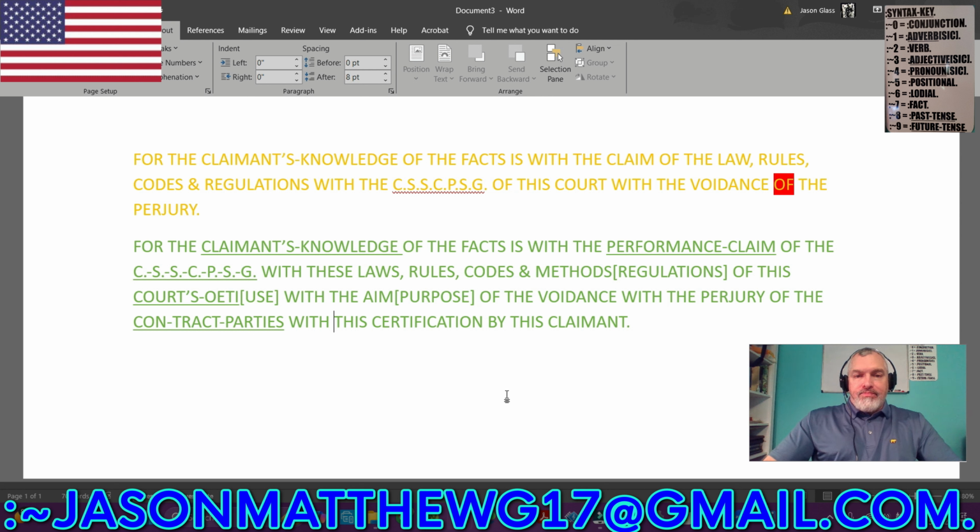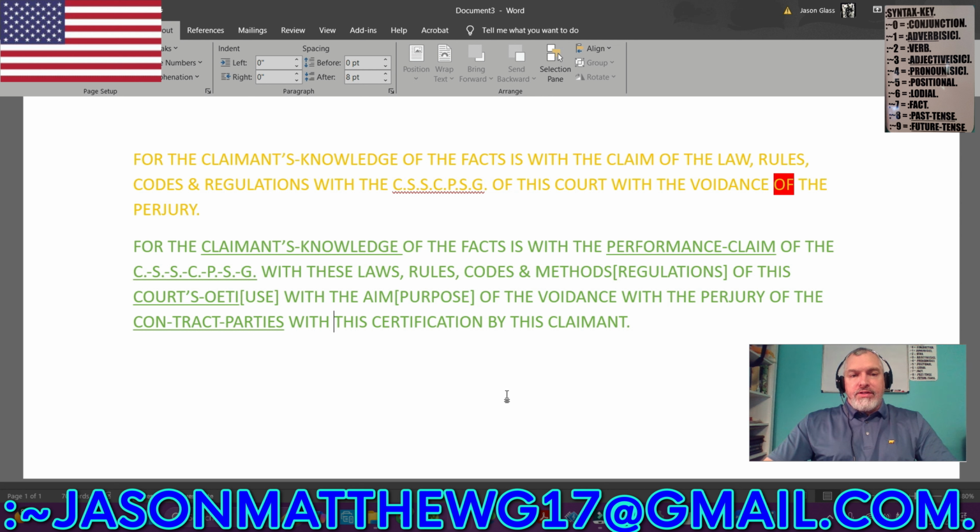So in my claim, I've used pretty much everything that David used. I started off with the claimant's knowledge of the facts, right? Claimant's knowledge is the cause, the facts is the concern. Singular verb is because claimant's knowledge is singular. With the performance claim is the possessive, it's possessing the facts. What's the performance claim concerned with? It's concerned with correct sentence structure.